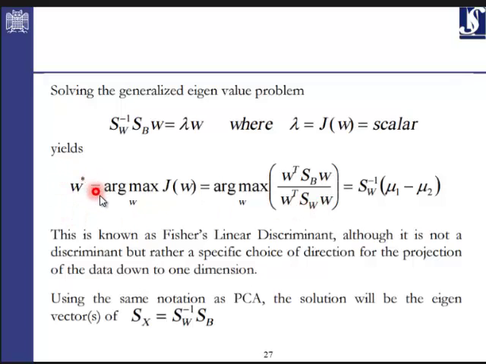So you get the W optimum, the best projection, as the result of this optimization problem: the argmax of this objective function, which is the ratio between the between class scattering, this between class variance or scattering, and the within class scattering or the variance. The W that maximizes this is the W of LDA projection.